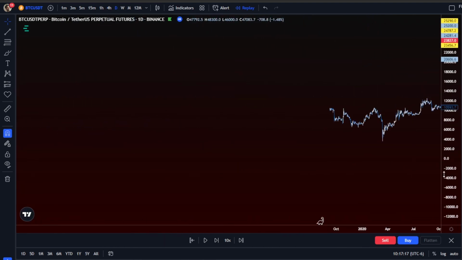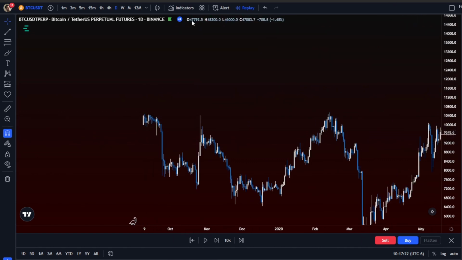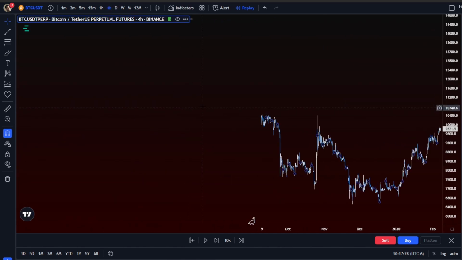What about a back in the day example? What about back when Bitcoin was down here? Sure, why not? Take the replay tool. I don't know how many candles it's going to give me. Let's see. Can it give me the 4? Okay, I won't go anything deeper than the 4 here.